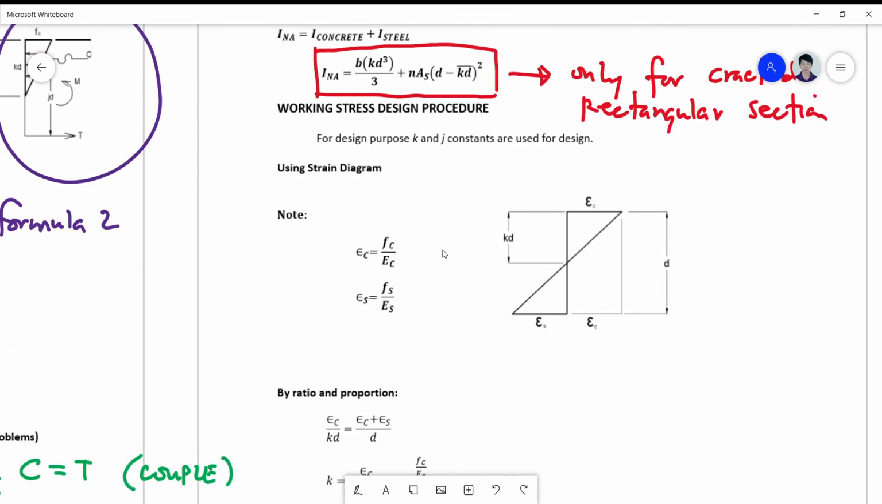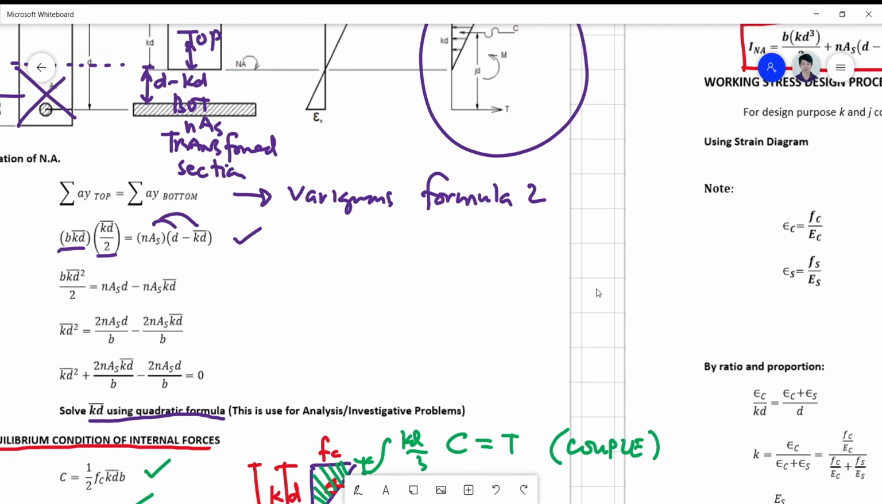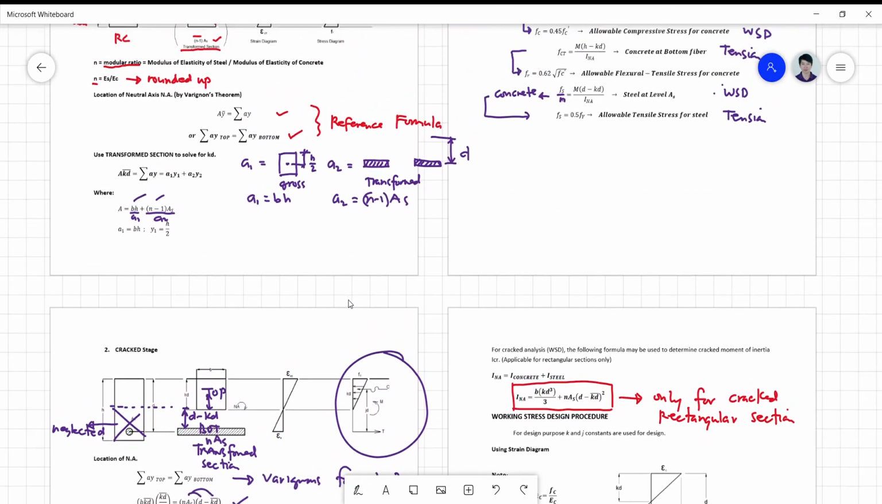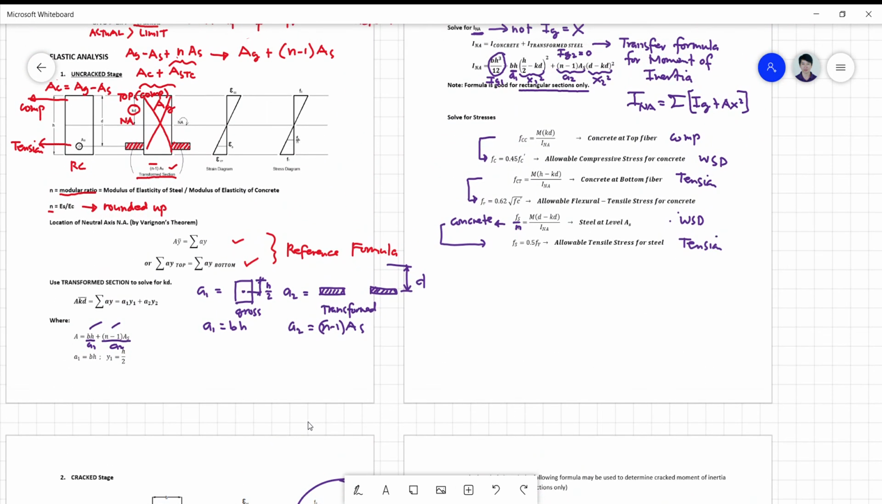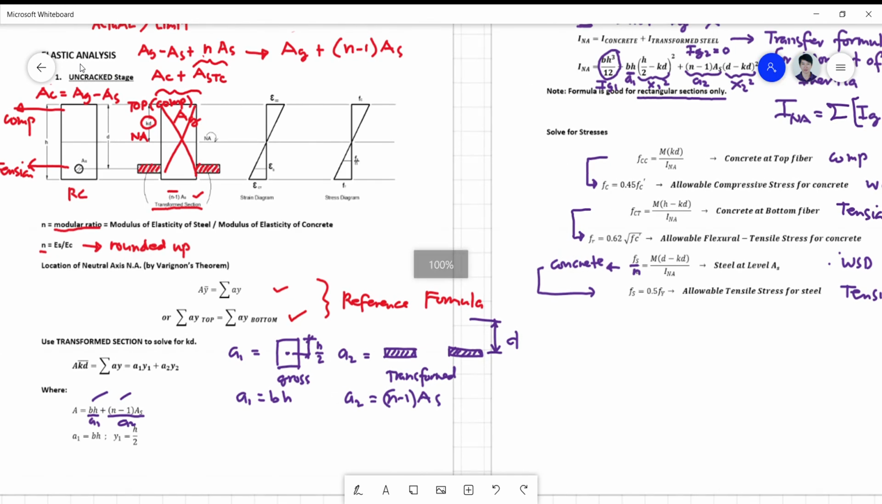Okay, so on the next video, I will be discussing the working stress design procedure. For now, I'd like you to understand the concept of how to determine the properties of the section, the elastic section, using the transformed section method.